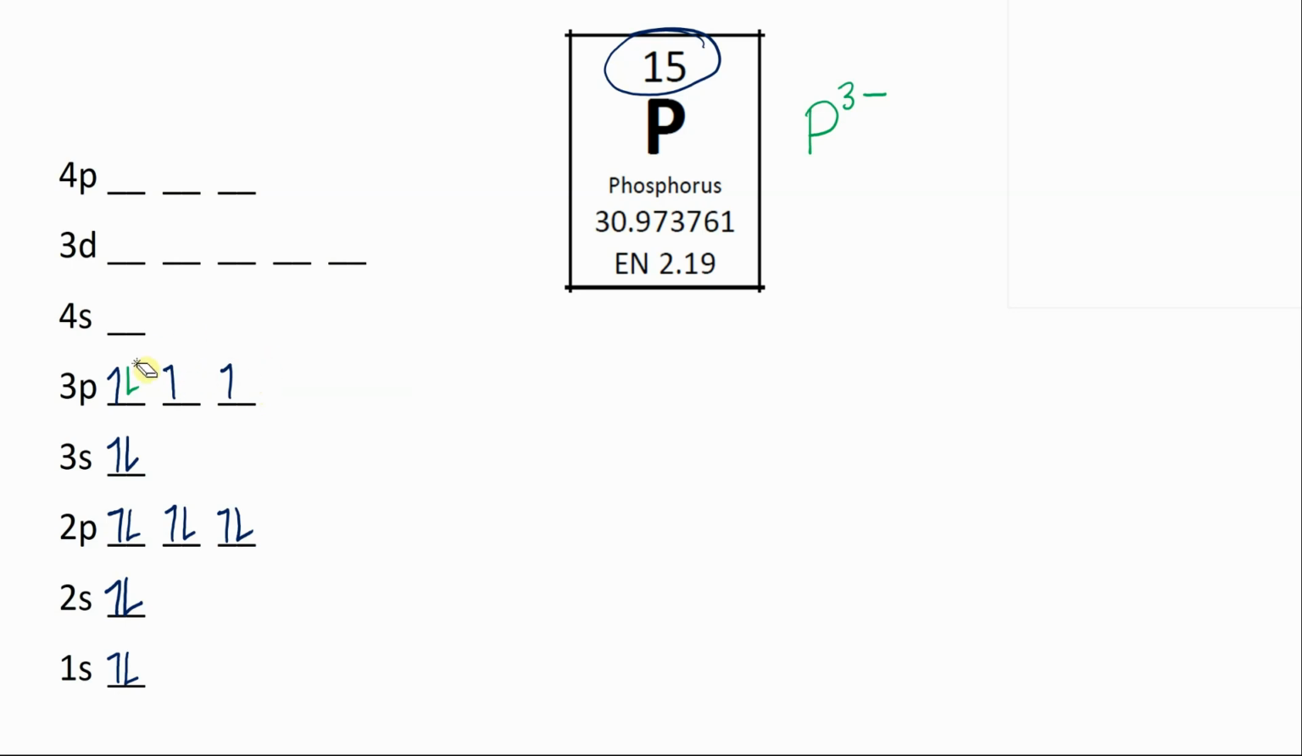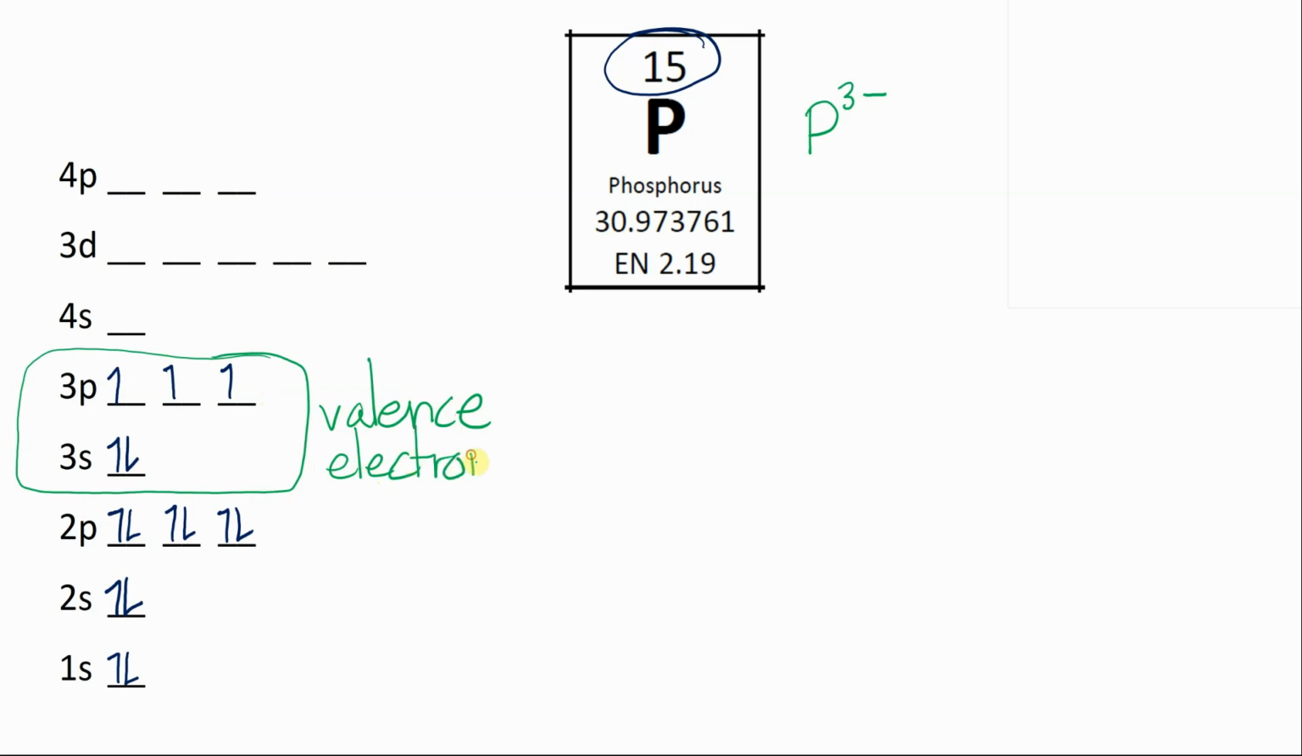Now I want to note some terms that we use for different electrons in this orbital filling diagram. All of the electrons with the highest principal quantum number, in this case 3, we're going to label as valence electrons. Okay, the electrons that are not valence electrons are core electrons.